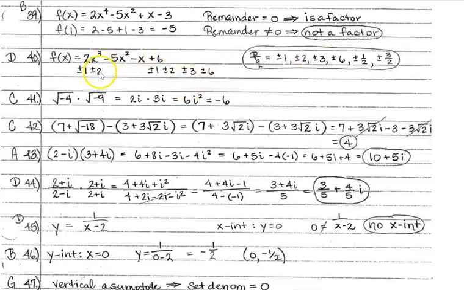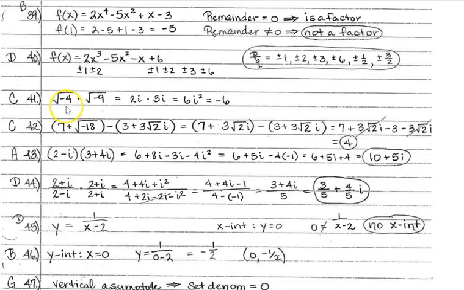So that would be 1 over 2. So there is our 1/2. 2 over 2 is the same thing as 1. We already have that. 3 over 2 is where this 3/2 comes from. And then 6 over 2 is 3, and we already had that one.